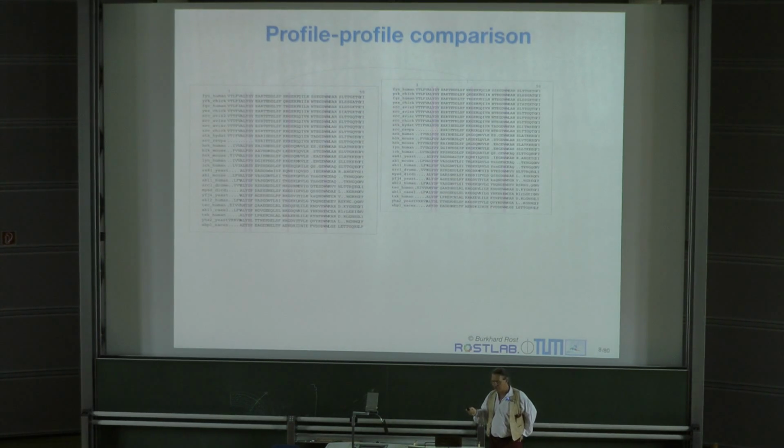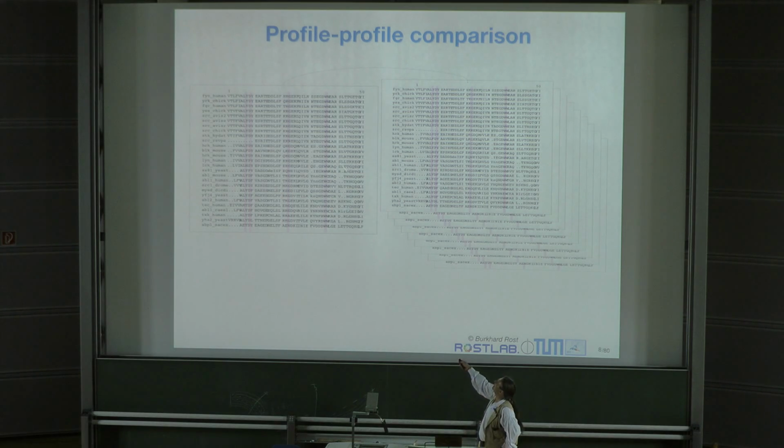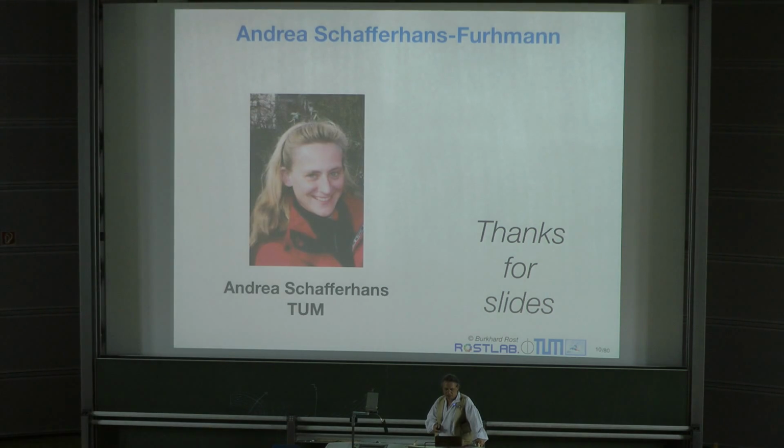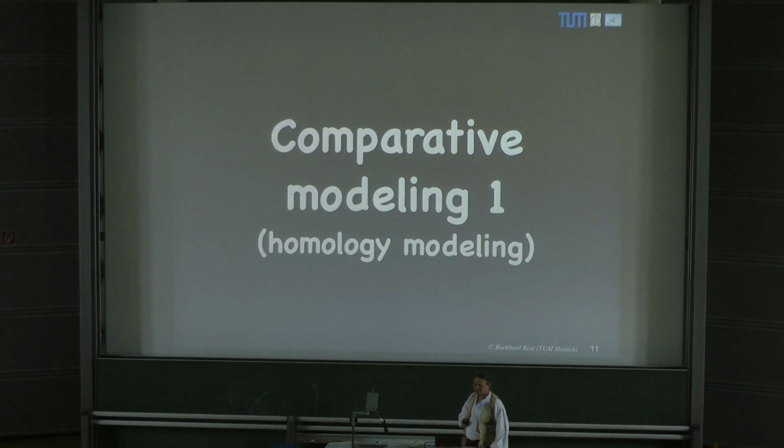One step further is the profile-profile comparison, where essentially we take one profile and align it against all the profiles in a database of all the families. With these methods, we get from very simple alignment techniques, where we can align two proteins that have 99% sequence identity, increasingly down to the twilight zone where really the signal is disappearing. A couple of the slides that I showed today are from Andreas Schafferhans.